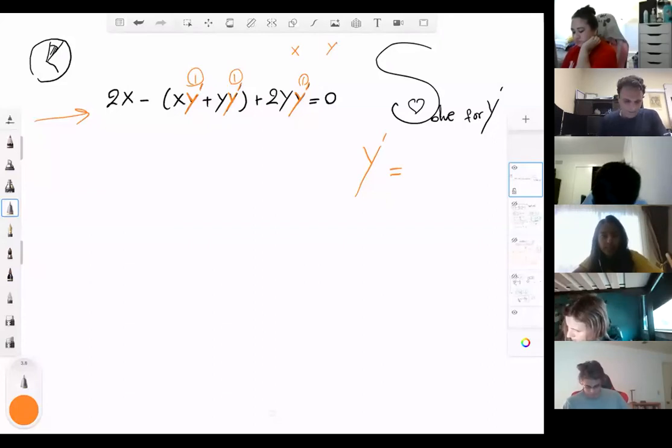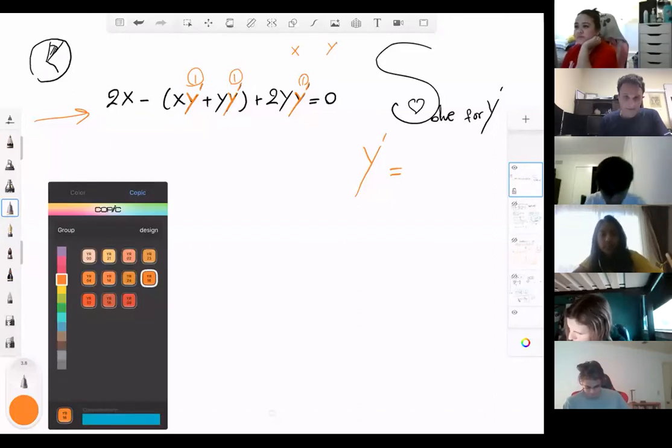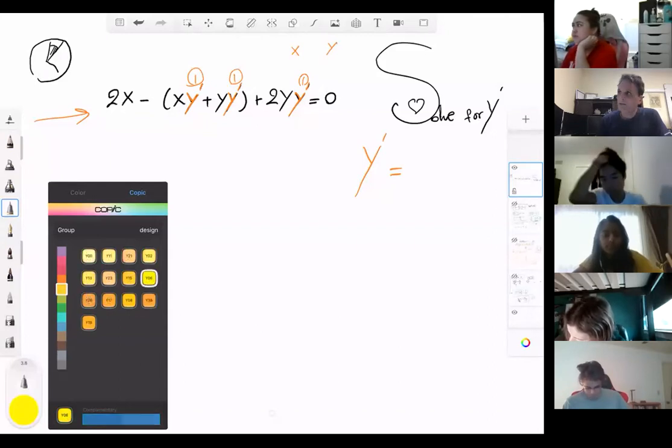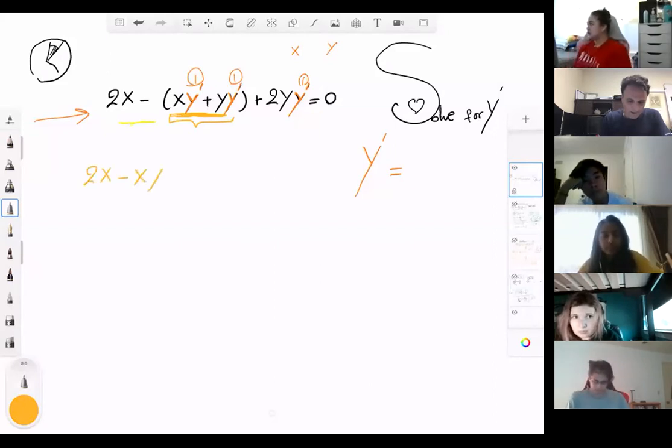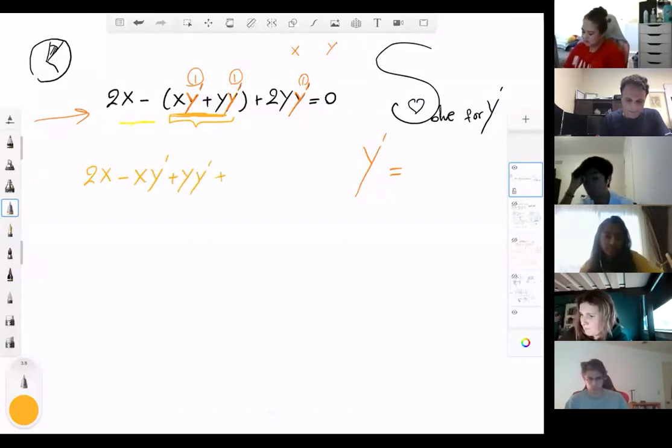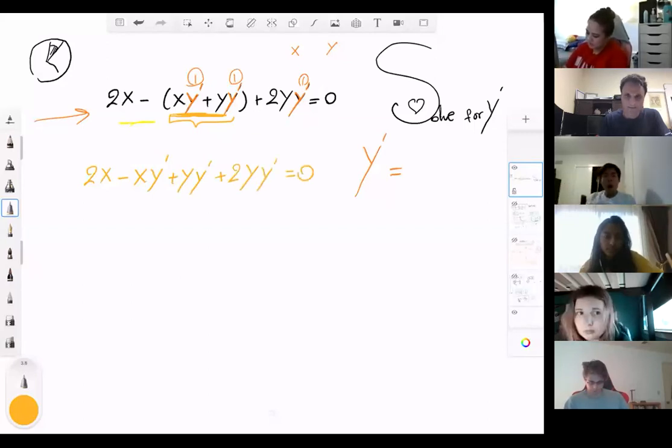The way I'm going to start, I would like to change the color first. Let's go to something pretty. Yellow. It's hard to see, it's dark. There's a parenthesis here. I would like to remove the parenthesis. We're going to get 2x minus x y prime plus y y prime plus 2y y prime equal to 0.